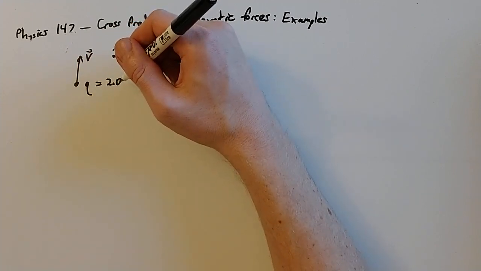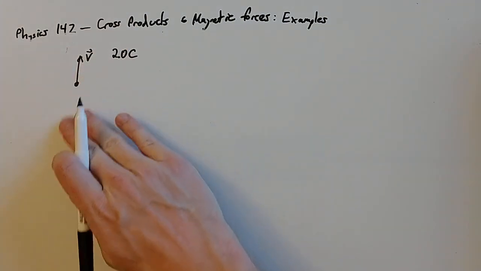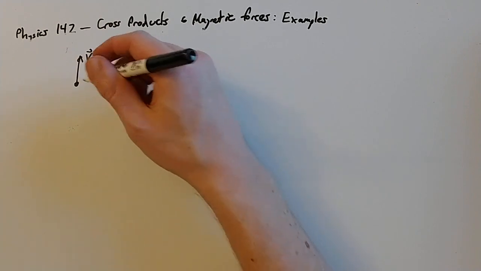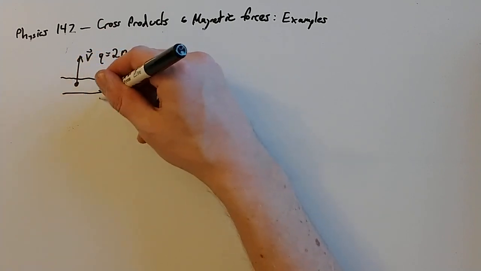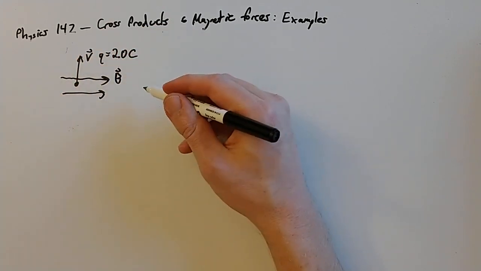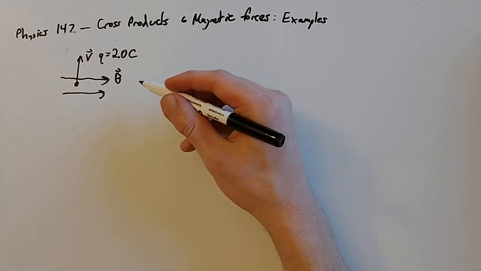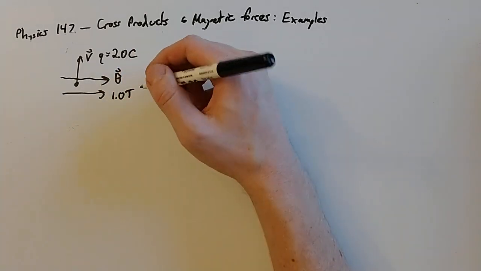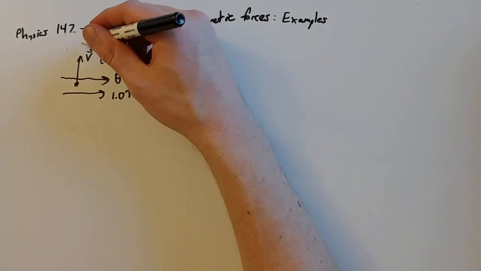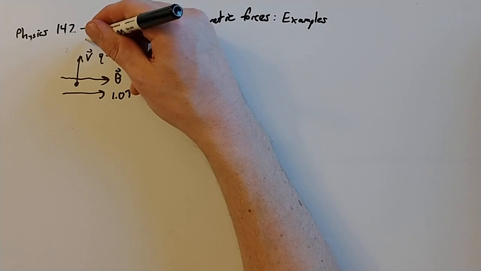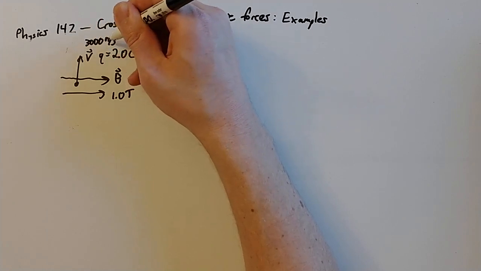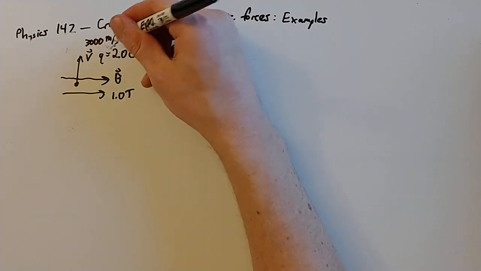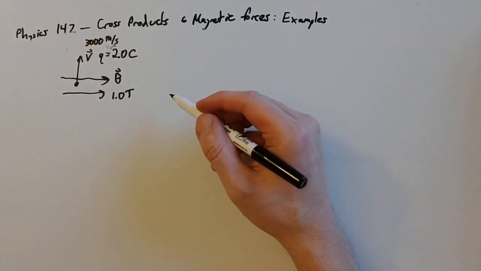And then we're going to have it move through a magnetic field. Q is going to be 2 coulombs. The magnetic field is directed eastward, so there's the magnetic field in the eastward direction. Let's say the magnetic field is pretty strong, a 1 Tesla magnetic field, and the particle is moving pretty fast. Charged particles tend to fly pretty fast, so maybe 3,000 meters per second. That will be how fast our particle is moving.